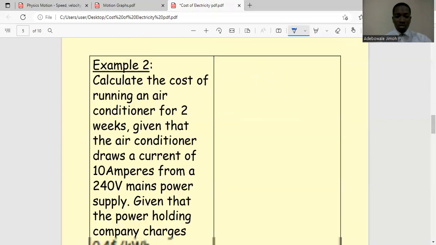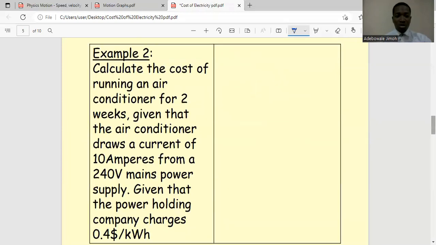So let us take another example. Calculate the cost of running an air conditioner for 2 weeks, given that the air conditioner draws a current of 10 amperes from a 240 volt mains power supply, given that the power holding company charges $0.4 per kilowatt hour. So our formula remains the same. Cost is equal to energy multiplied by the rates that must be charged for consuming electricity.